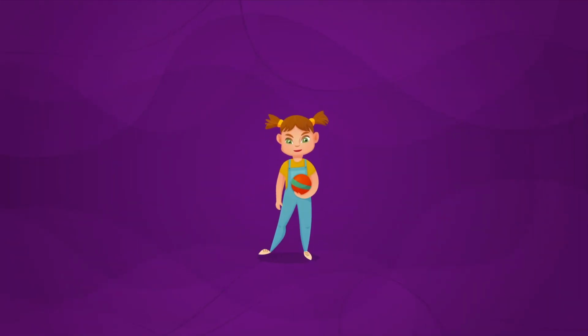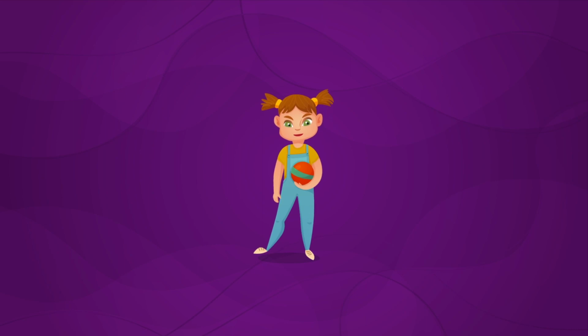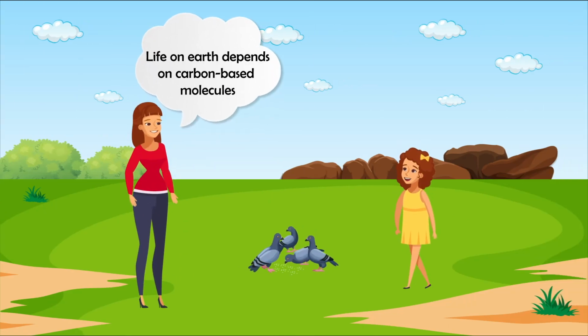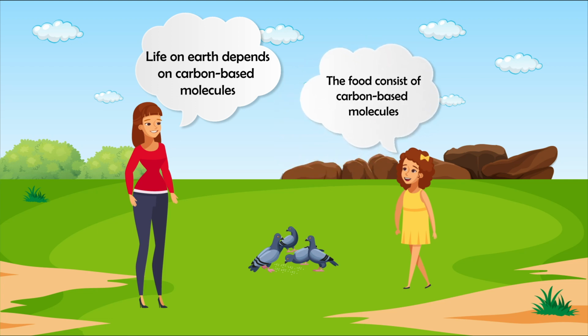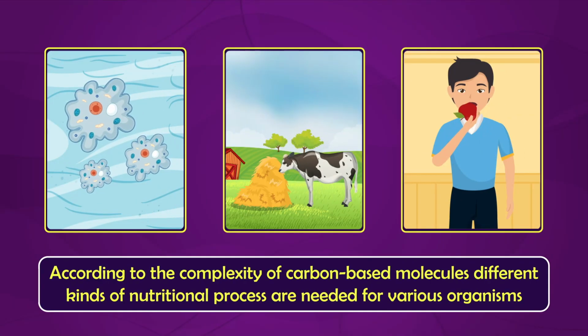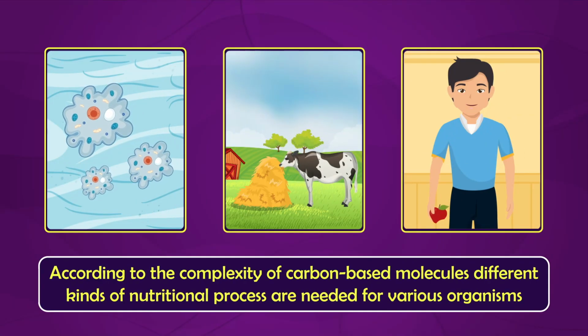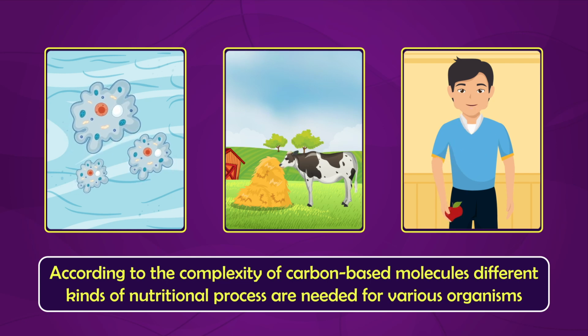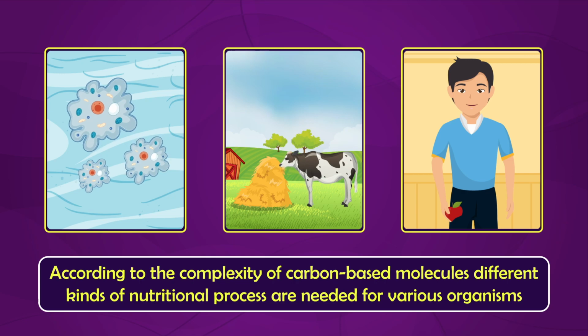Growth is one of the results of life processes, and growth also needs energy. Life on Earth depends on carbon-based molecules. So, the food consists of carbon-based molecules. According to the complexity of carbon sources, different kinds of nutritional processes are needed for various organisms.